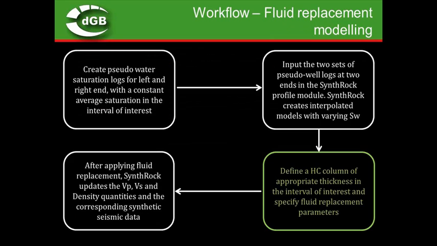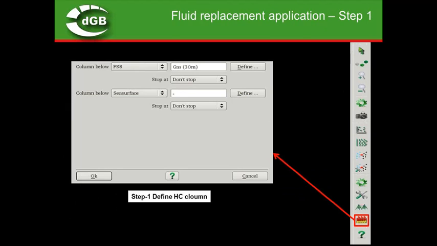Now, the next step is to define a hydrocarbon column of appropriate thickness in the interval of interest and specify fluid replacement parameters for Gassman's equation. So to do that, the first step is to click on this icon and define a hydrocarbon column.